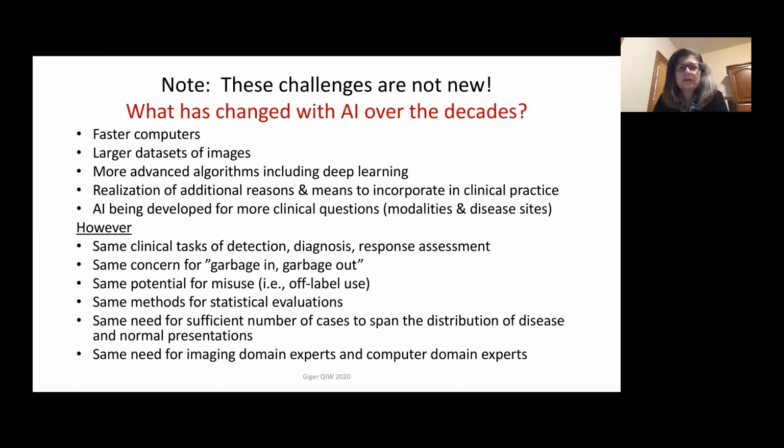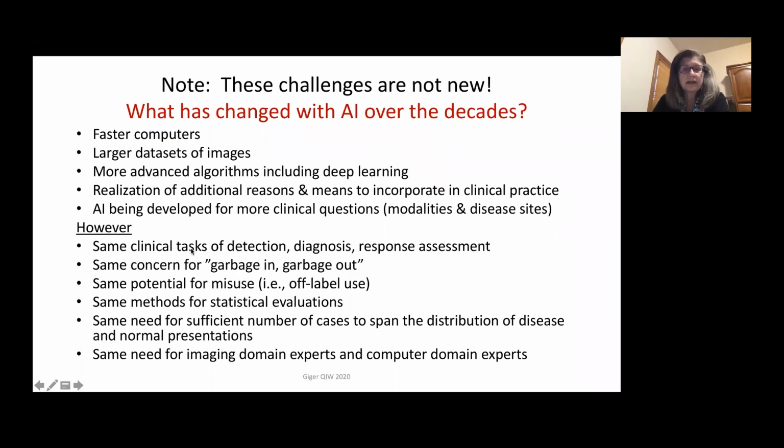And these challenges are not new. Let's look at what's changed with AI over the decades. We have faster computers, larger data sets, more advanced algorithms, including deep learning. We have the realization of additional reasons and means to incorporate in clinical practice, and it's now being developed for more and more clinical questions.